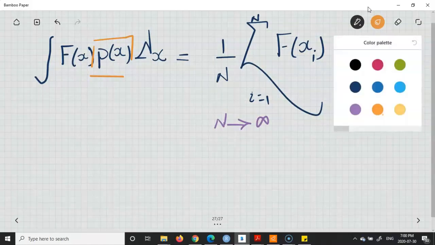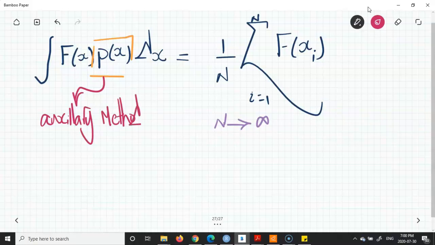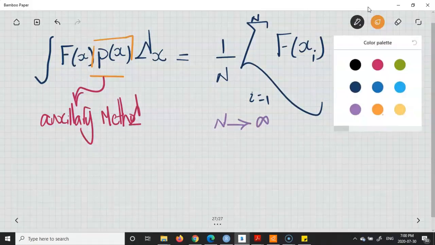Then what we do is use an auxiliary method, for a proposal distribution, I should say. What do I mean?